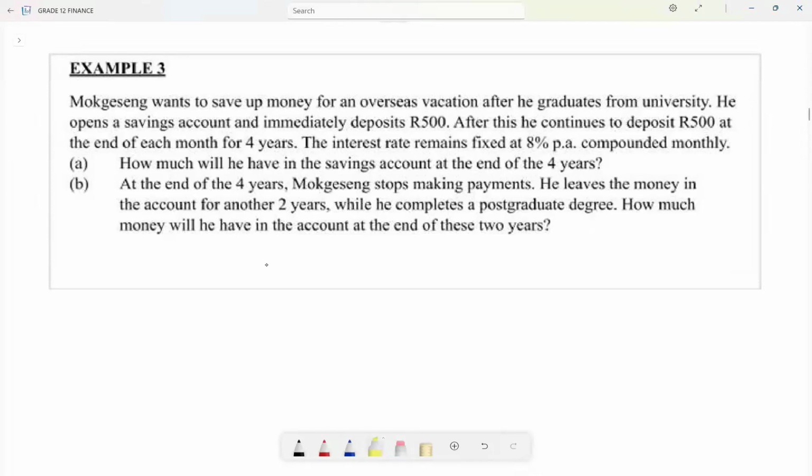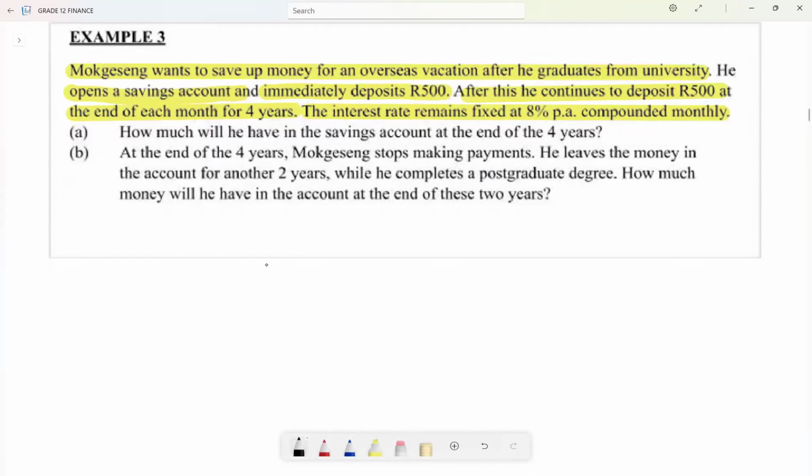It says Mukheseng wants to save up money for an overseas vacation after he graduates from university. He opens a savings account and immediately deposits 500. After this, he continues to deposit 500 at the end of each month for 4 years. The interest rate remains fixed at 8% per annum compounded monthly. How much will he have in the savings account at the end of 4 years?